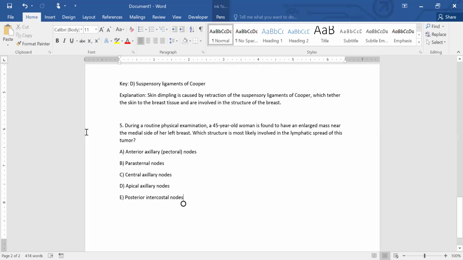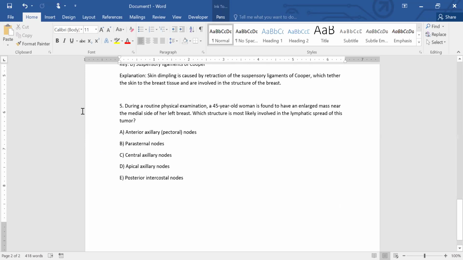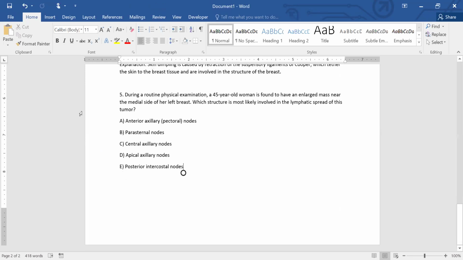Question number 5. During routine physical examination, a 45-year-old woman is found to have an enlarged mass near the medial side of the left breast. Which structure is most likely to be involved in lymphatic spread of this tumor? Axillary lymph nodes, parasternal nodes, central axillary lymph nodes, apical nodes, or the posterior intercostal nodes. So the answer is the parasternal nodes.